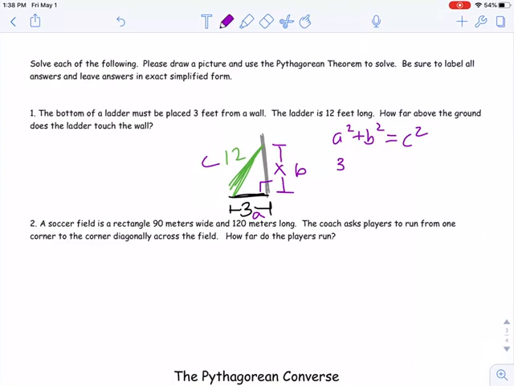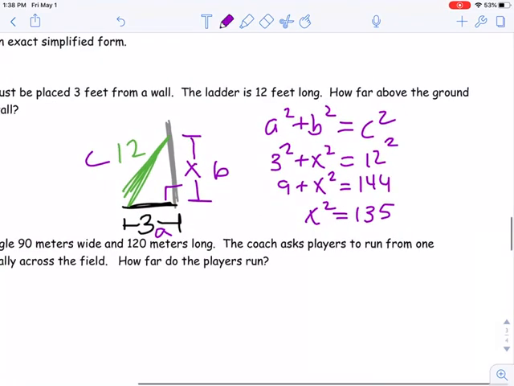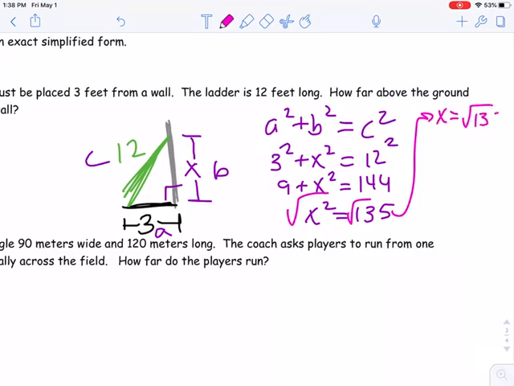Alright, 3 squared plus x squared equals 12 squared. 9 plus x squared equals 144. Subtract 9 from both sides. 144 minus 9. X squared equals 135. And take the square root of both sides. We're going to x equals the square root of 135.